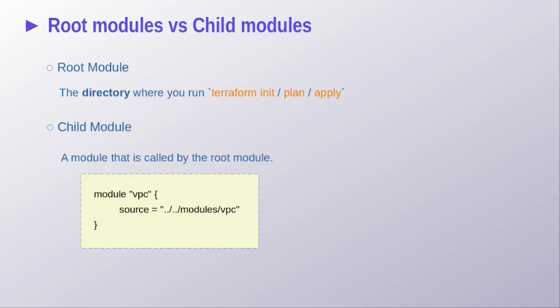Child module. A child module is a module that is called by the root module. It contains reusable logic. It is not executed directly. Here the root module says, hey Terraform, please use this VPC module. Very important rule, let's remember: never run terraform apply inside a child module. Always run Terraform commands in the root module. Child modules are reusable blocks, not execution points.